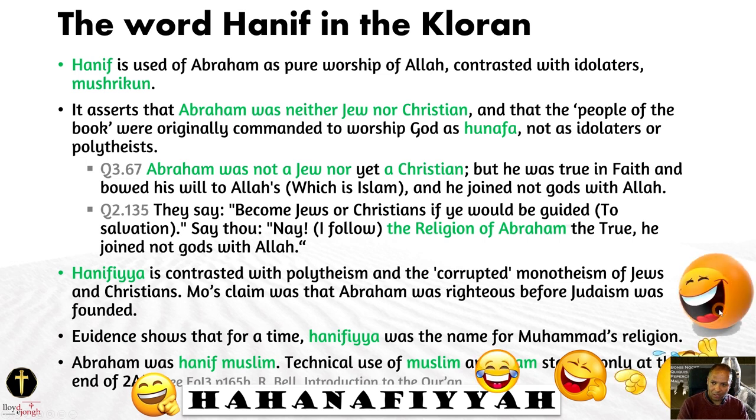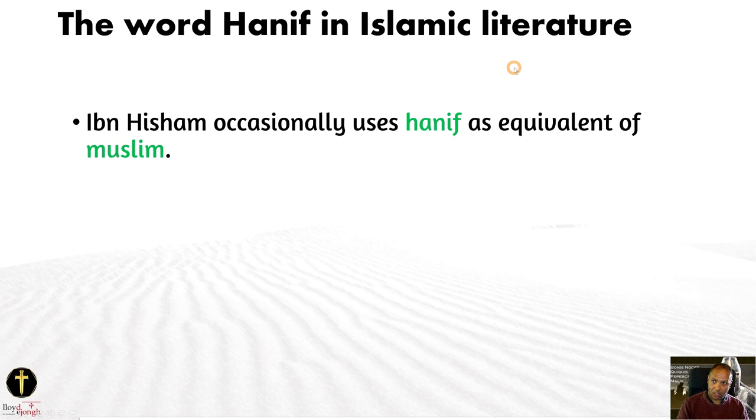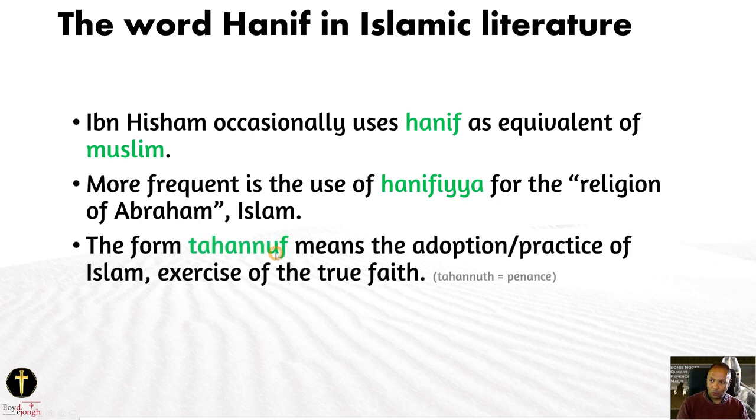And of course, I'll just call this Hanafiya, ha ha ha. But Muslims have quite literally chosen to call themselves pagans. That's the name that they've taken for themselves. And the word Hanif in Islamic literature: Ibn Hisham, Ibn Ishaq, that's the Sira, occasionally uses Hanif as the equivalent of Muslim. So pagans, Muslim, pagans, yeah. More frequent is the use of Hanafiya for the religion of Abraham. And again, they insist this is prior to his taking on the worship of Yahweh. The form Tahannuth means the adoption or the practices of Islam or the exercise of the true faith. And the word Tahannuth means penance.